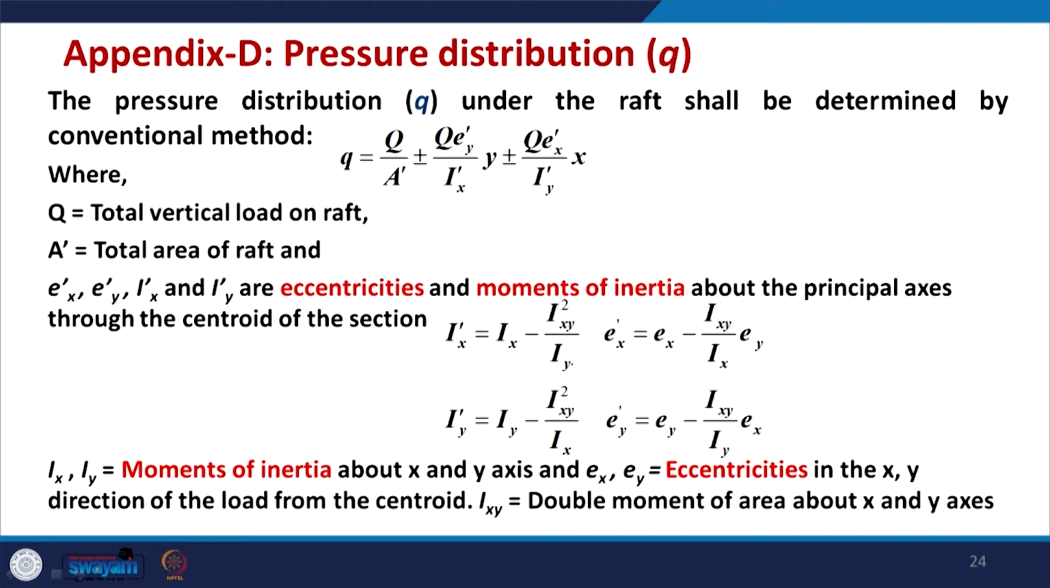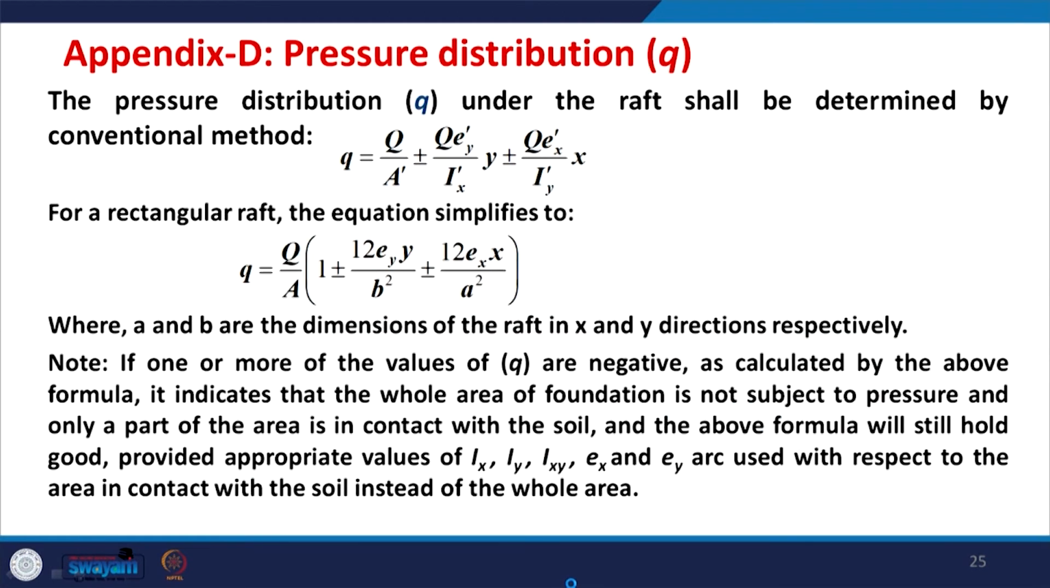Ixy is the polar, that means the product moment of area about the x and y axes. If you want to find the value of Ixy, it is simply the integration of xy dA. Using this relation, Ixy can be found, and once Ixy is known, you can find Ix prime, Iy prime, Ex prime and Ey prime, which are given in these relations here. Once these are known, one can calculate the pressure distribution Q under the raft by the conventional method, and this pressure distribution is used for further calculation.